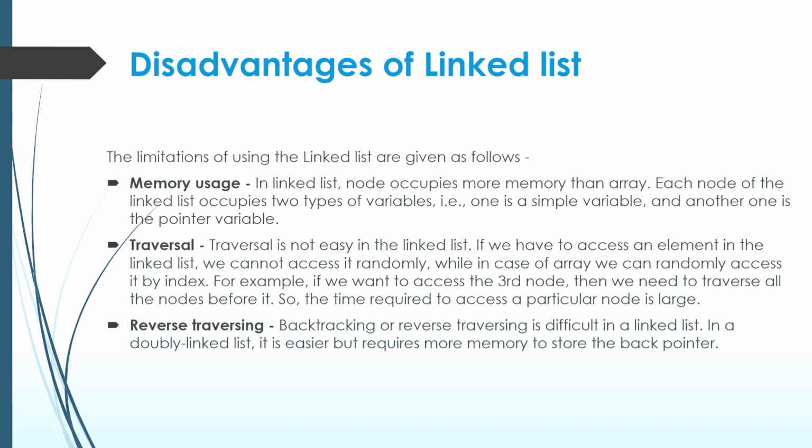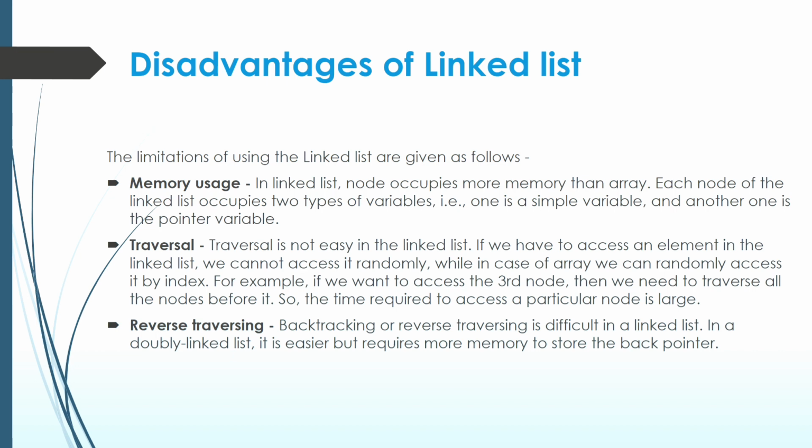The second point is traversal. Traversal is not easy in the linked list. If we have to access the element in the linked list, we cannot access it randomly. While in case of array, we can randomly access it by index. For example, if we want to access the third node, then we need to traverse all the nodes before it. So the time required to access a particular node is large.